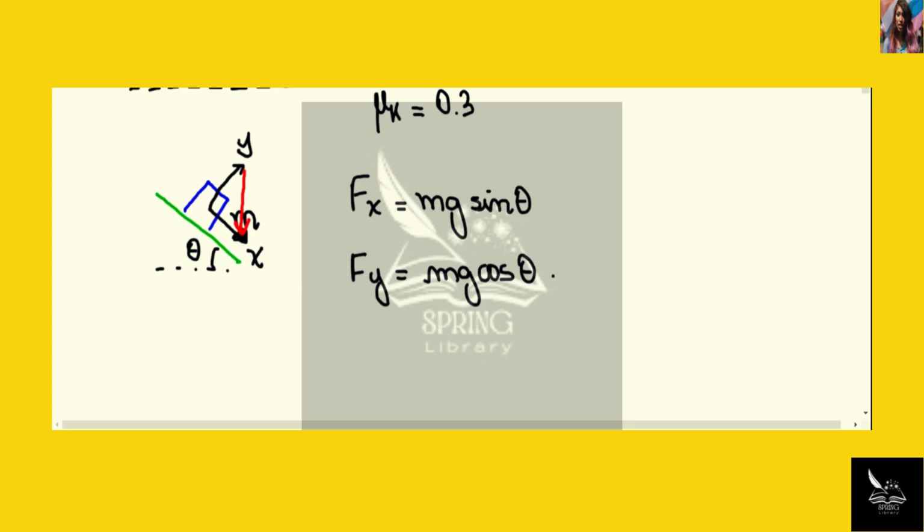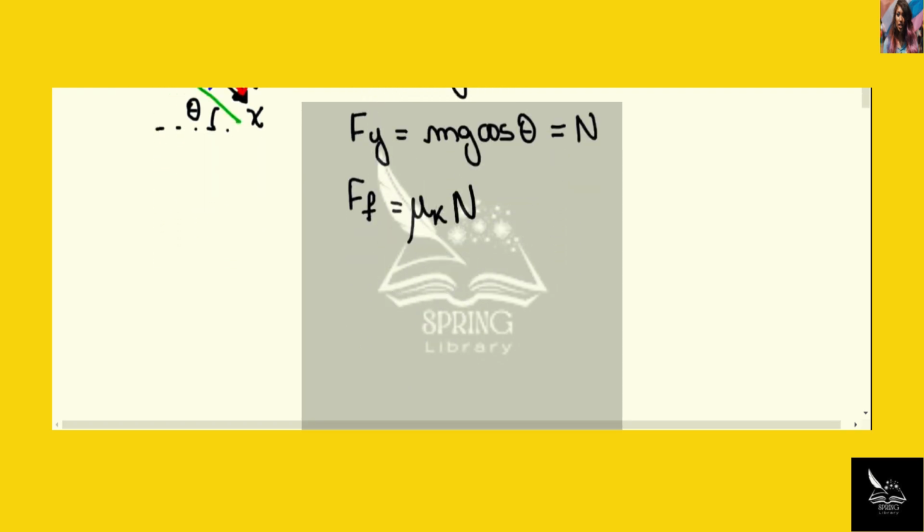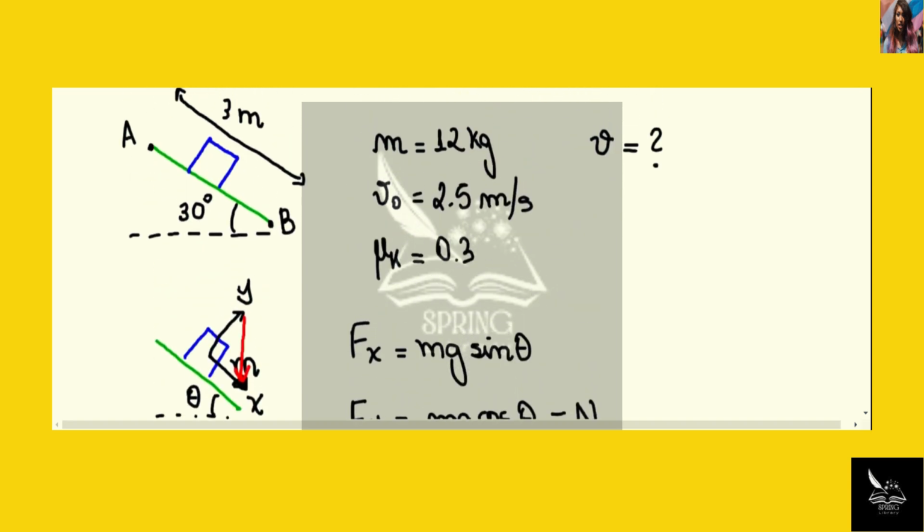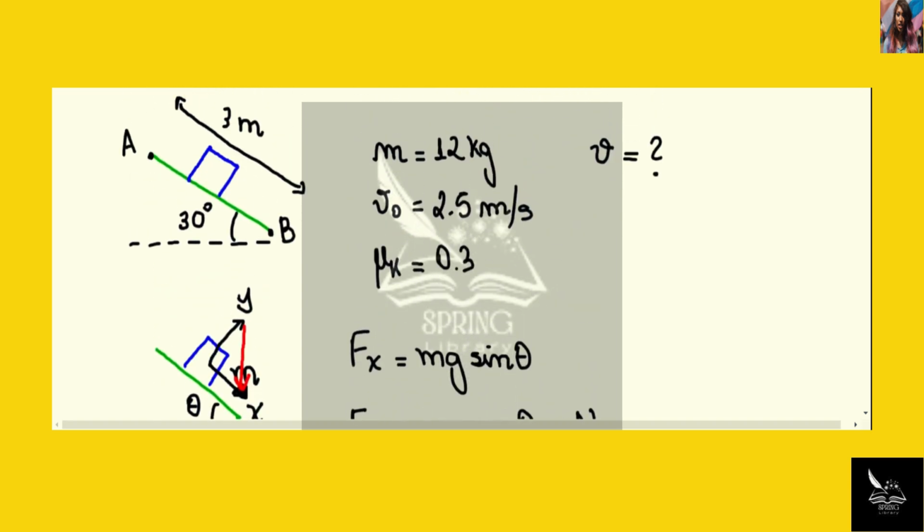Notice that the force in the y direction is equal to the normal, that is, the force that the surface exerts on the block. Also, remember that the friction force is equal to the coefficient of kinetic friction, mu k, times the normal force N. Okay? So our goal is to find the final speed v.